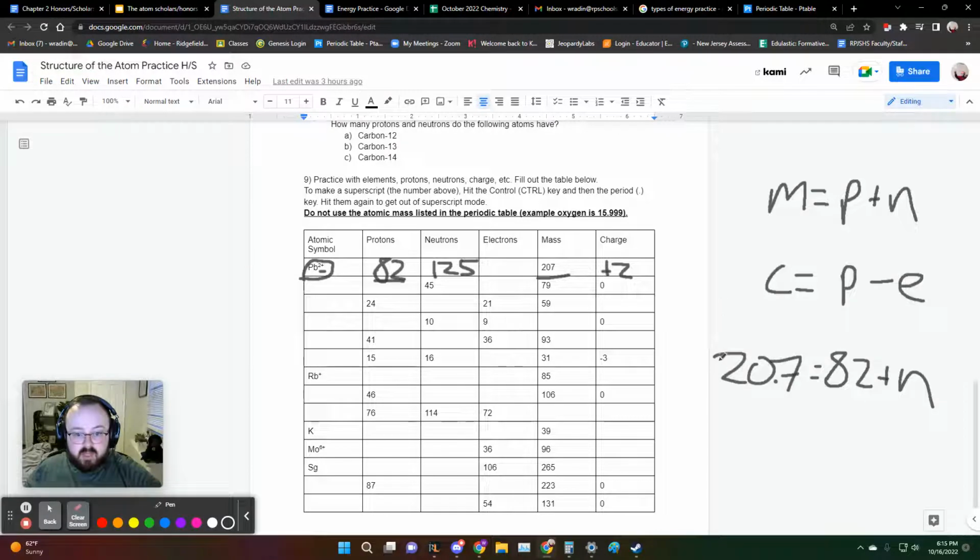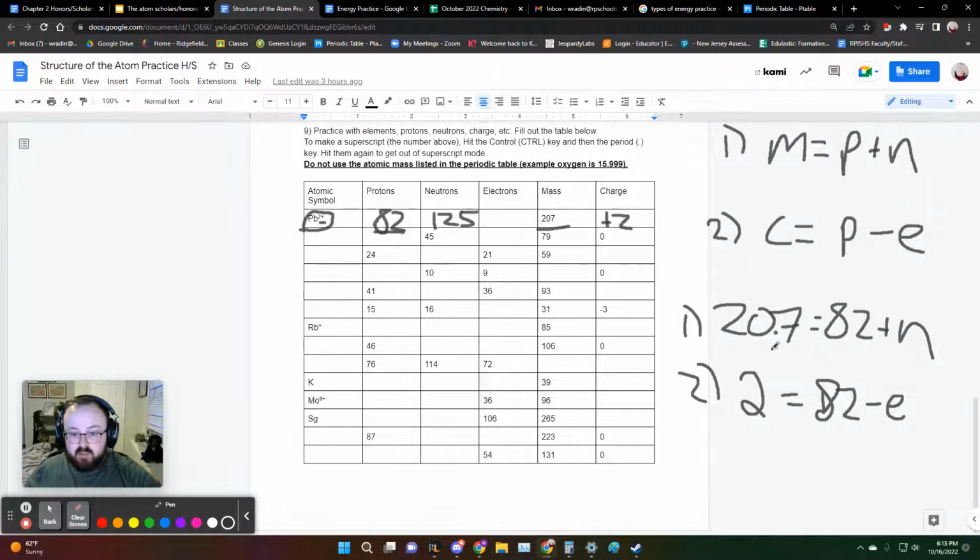Now we go to our second equation. I'm going to mark this as equation 1, equation 2. Well, my charge is positive 2. So I'm just going to write this as 2 is equal to the protons, which is 82, minus my electrons. Then we have to just do the algebra here. This is why I wanted to reiterate algebra, because you're going to get algebra throughout this class, and it's expected that you're able to do this level of algebra.